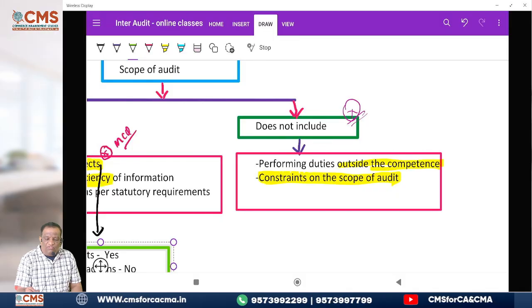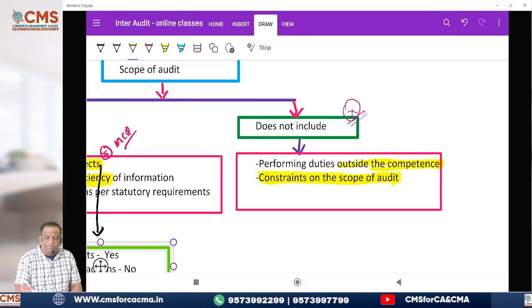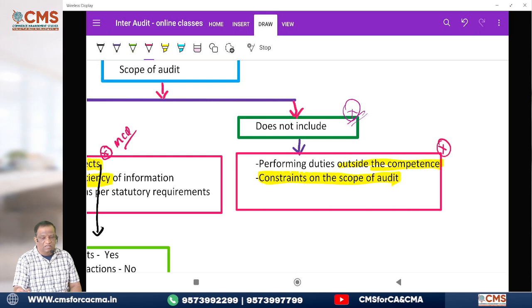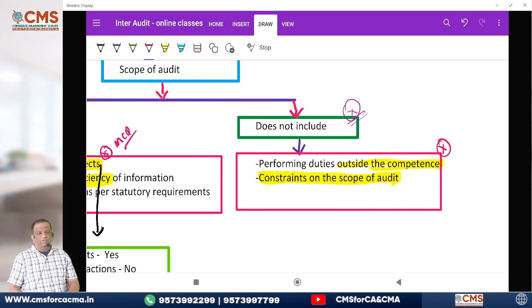It does not include performing duties outside the competence. Take 1 star to it. It was a traditional old question. So, giving a simple example.